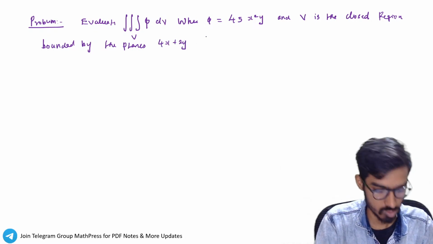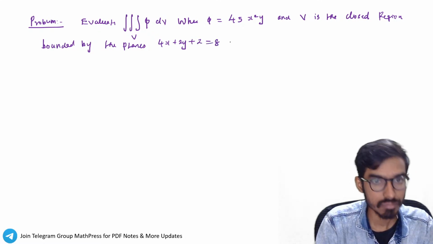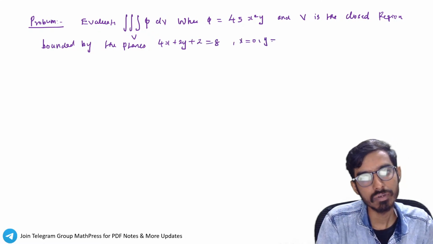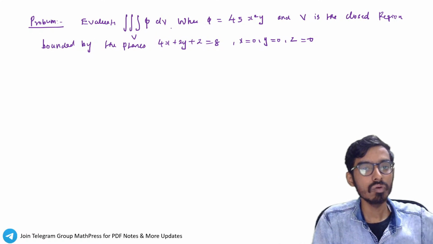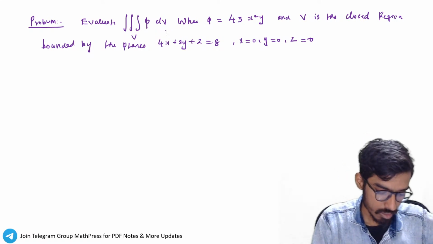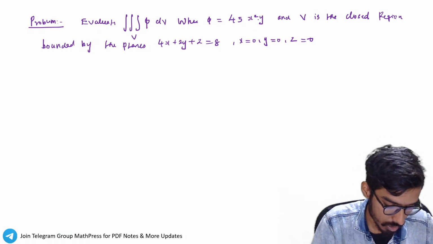4x plus 2y plus z is equal to 8, x is equal to 0, y is equal to 0, z is equal to 0, right? So we need to evaluate the triple integral over V of P dV, and P is 45 x square y, right? It is 45 x square y.